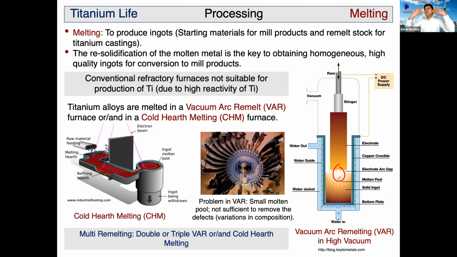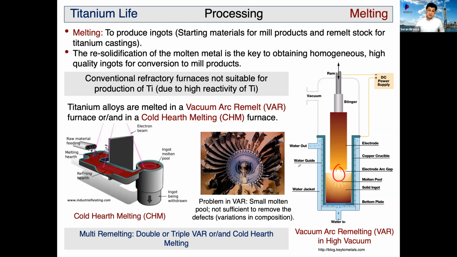Also, you cannot remove all the defects, for example hard particle inclusions, hard alpha, alpha 2, beta flecks, which are common in titanium ingots. You cannot remove them with one vacuum arc remelt, and that's why you do double VAR or triple VAR. However, this is very expensive.